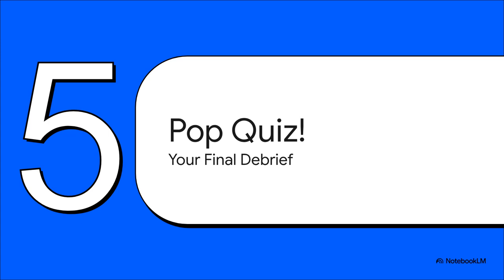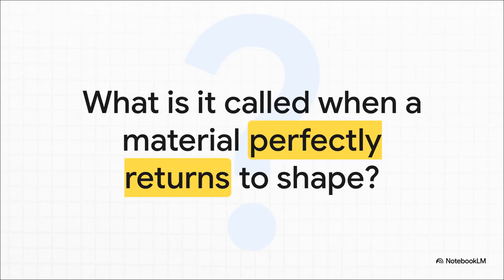All right, you have officially journeyed through the entire life story of a material, from its bouncy elastic childhood to its permanent plastic changes. So let's put that new knowledge to the test with a super quick pop quiz. First up, think about that rubber band. What's the word for that perfect bounce-back property?